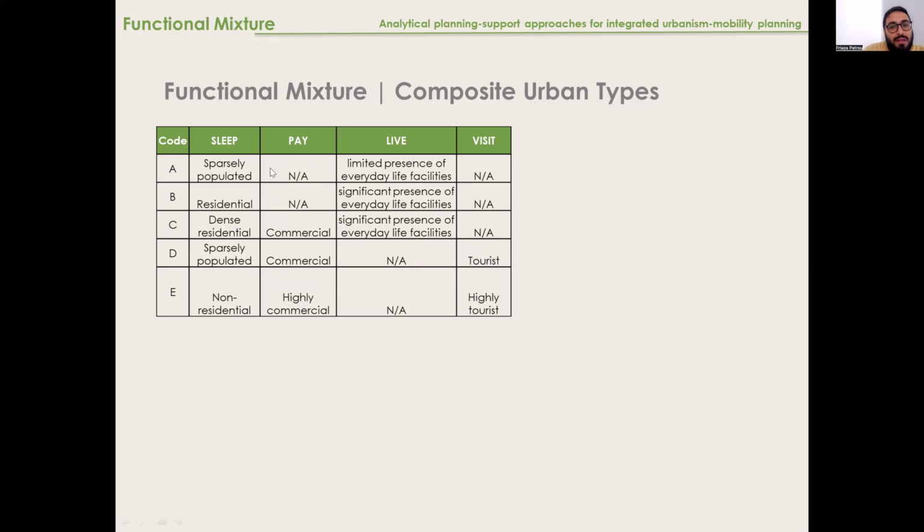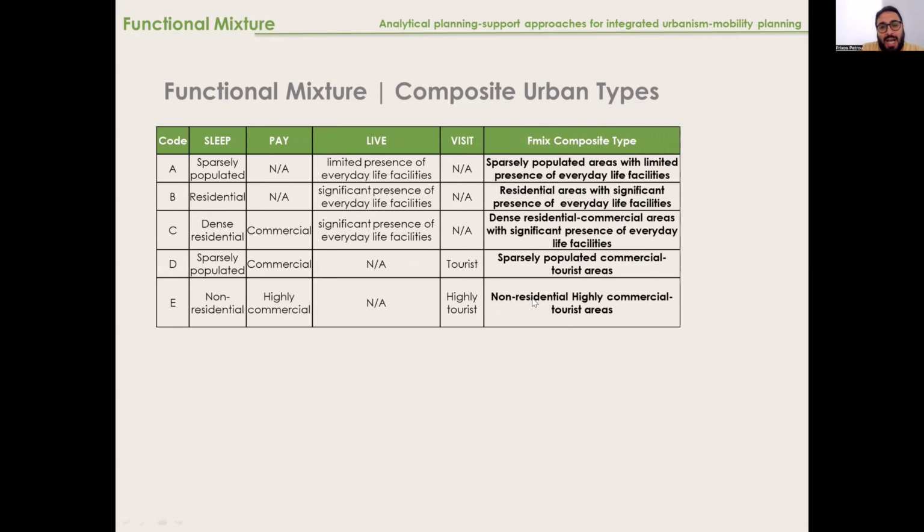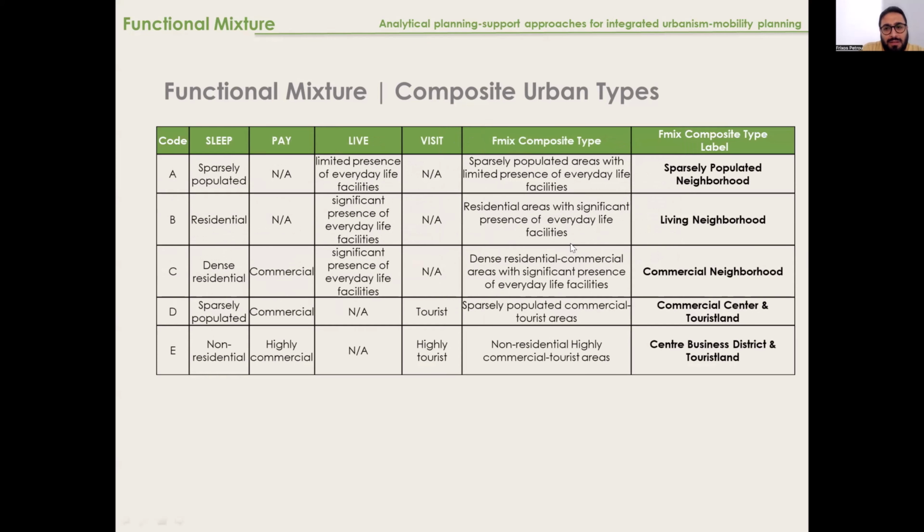And these components of the language can be transformed, let's say, into a composite type, which is actually a long description of an area. For example, we have dense residential commercial areas with significant presence of everyday life facilities, and all this information can be symbolized, can be put as a label, to find some ways to be more symbolic in understanding the different patterns of functional mixture.